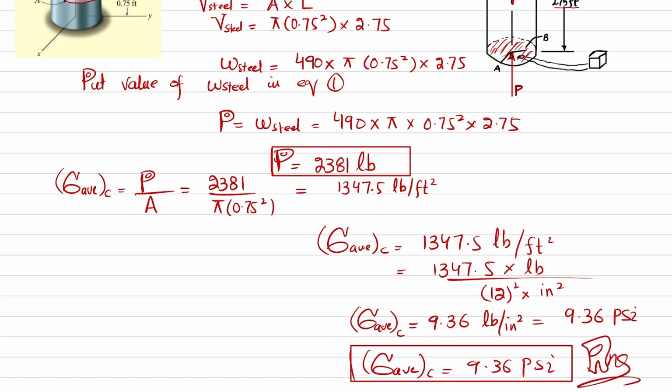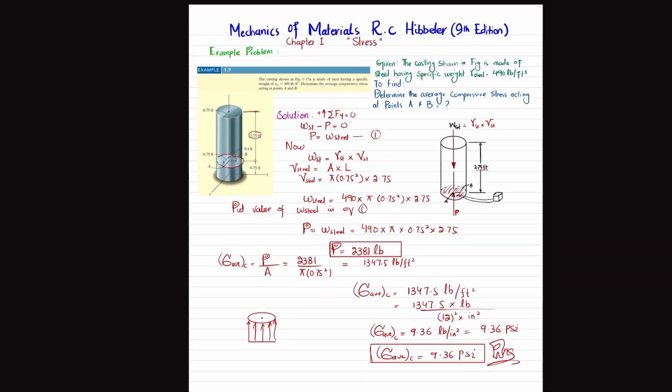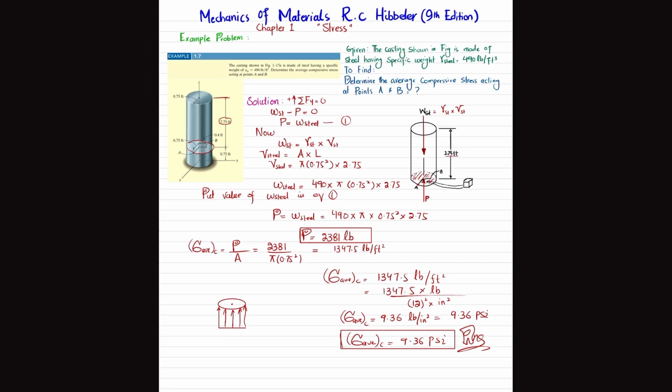Now if I draw the lower base of this rod, this compressive stress will be acting like this. It will be uniform throughout its diameter. So we get that the average normal stress at points A and B will be equal to 9.36 psi. And that was all about this problem, example 1.7.